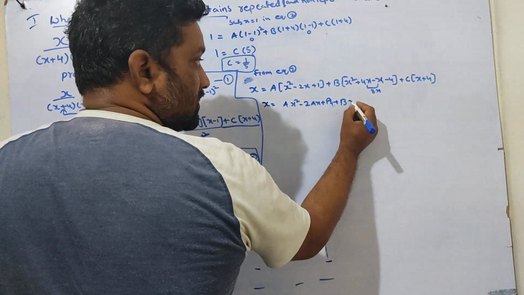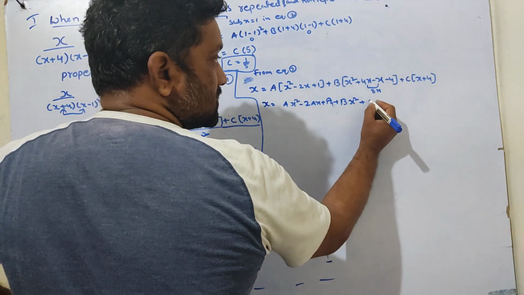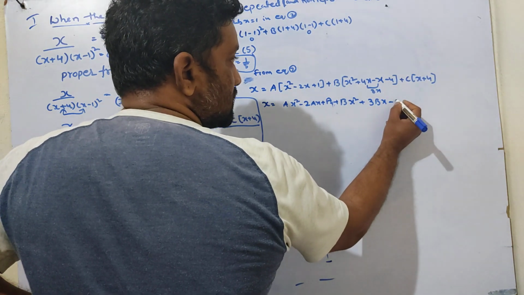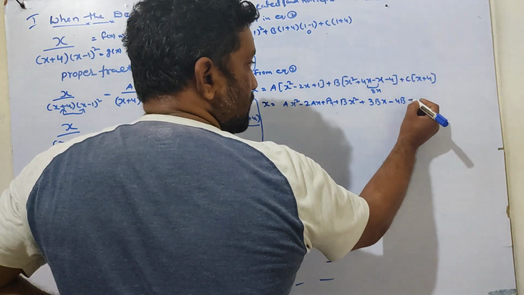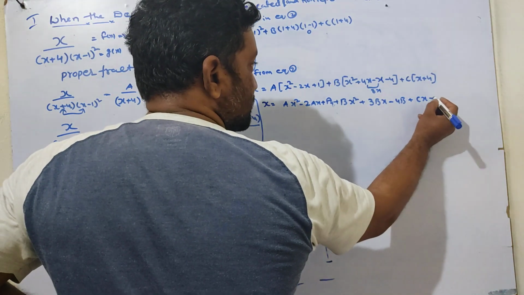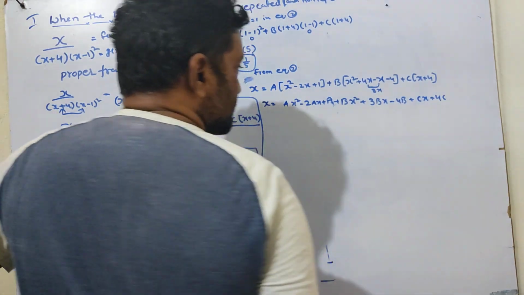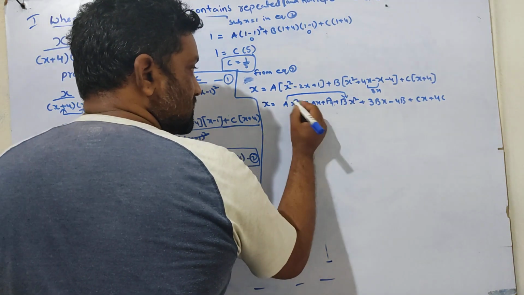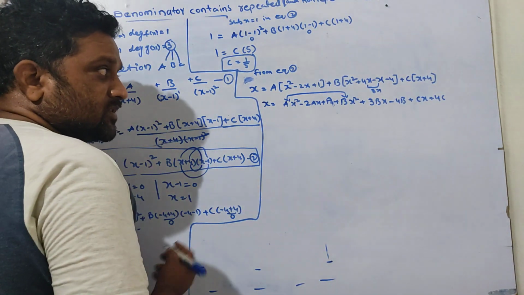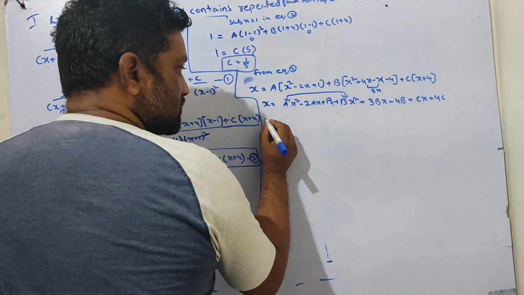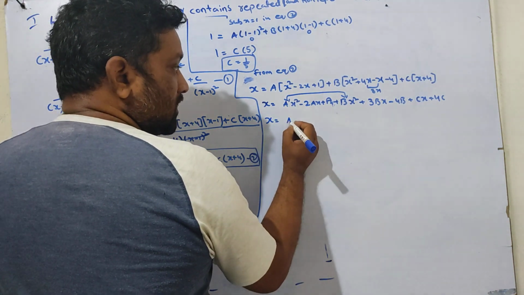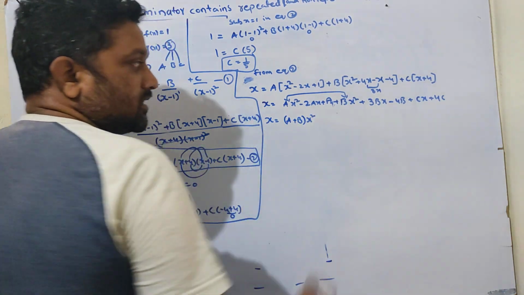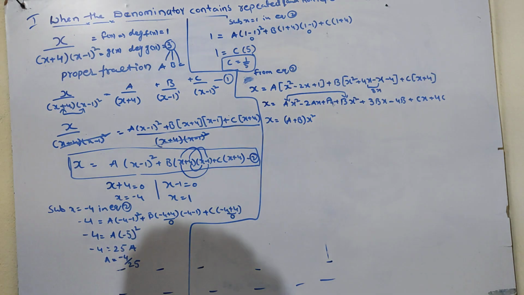bx square and plus 3bx minus 4b plus cx plus 4c. Now we are taking the x terms at one place. So we are taking the x square common in these two terms: (a plus b) of x square.